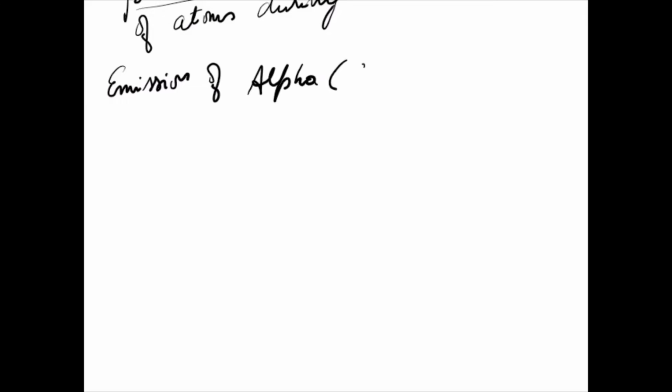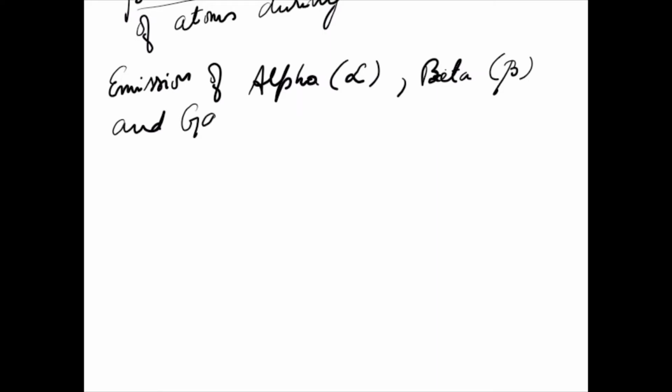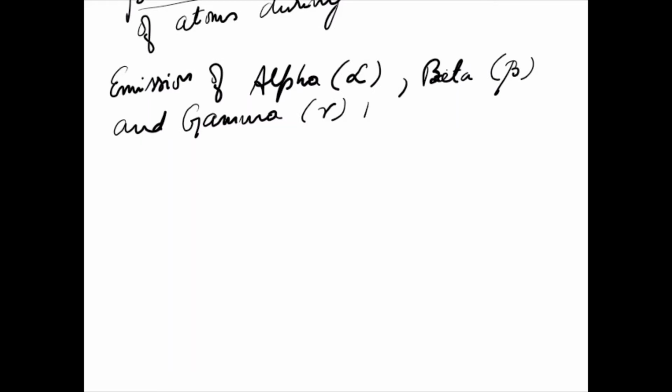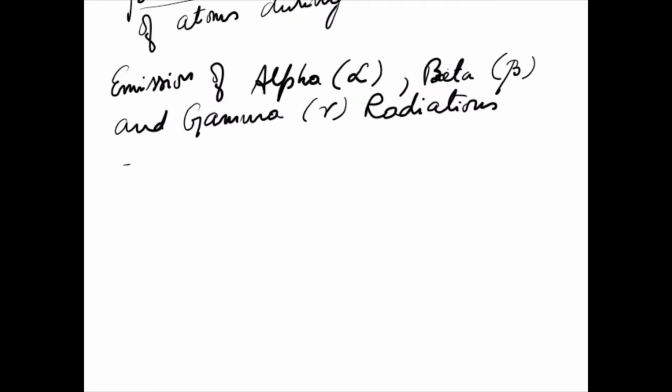So we will learn in detail about emission of alpha, the symbol is this, beta, the symbol is this, and gamma, the symbol is this, radiations. Okay? Now we will learn in detail of these things.